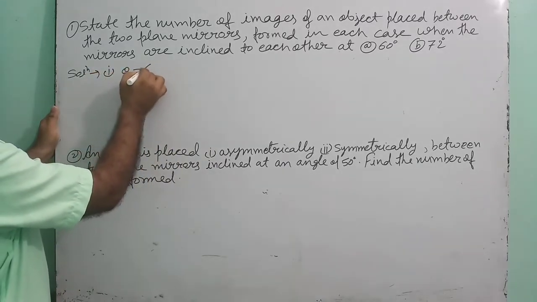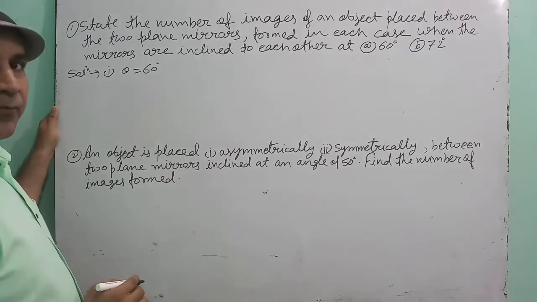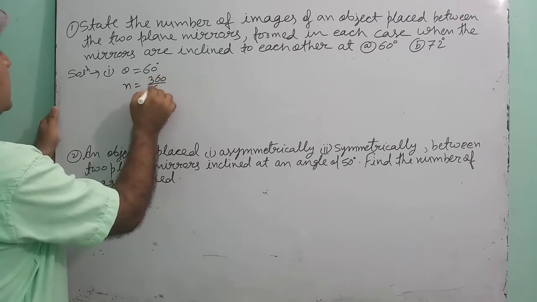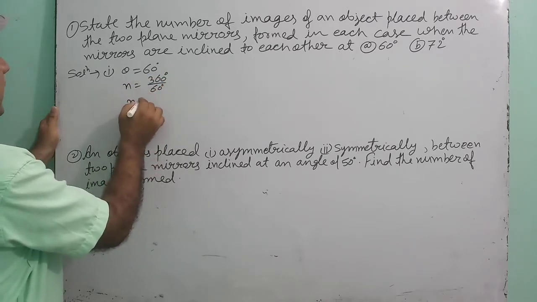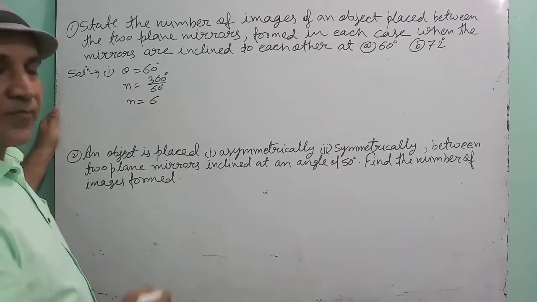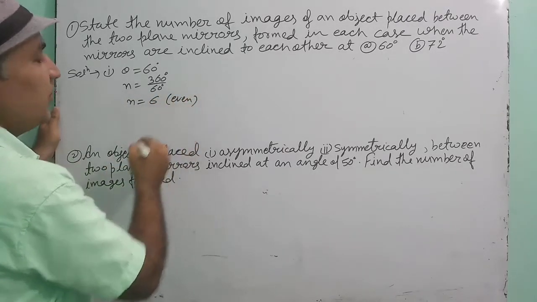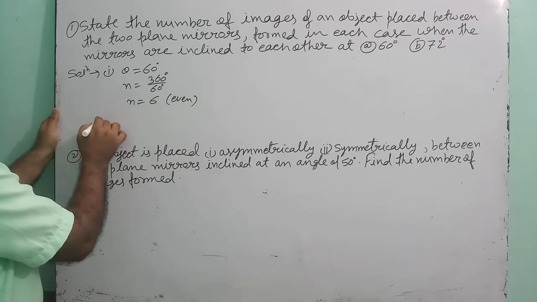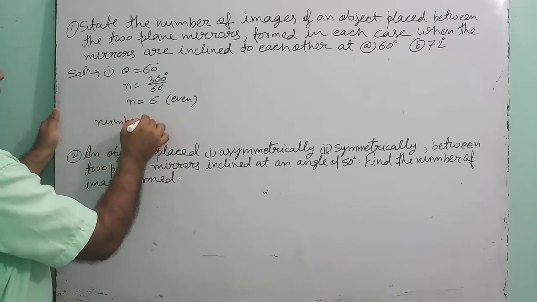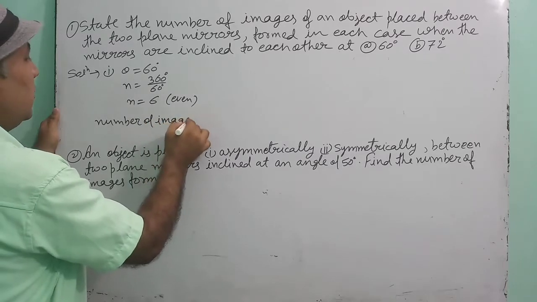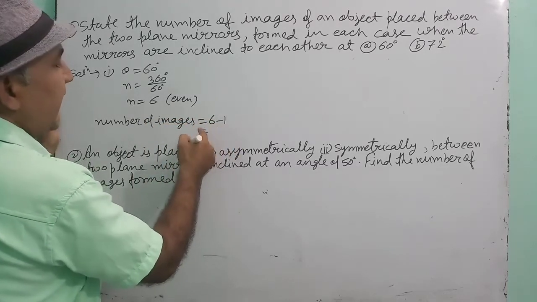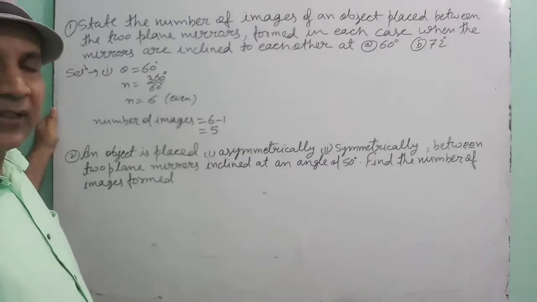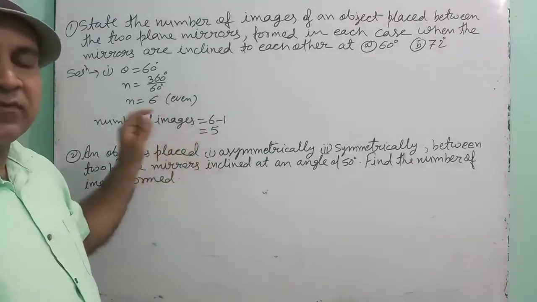In the first case, theta is equal to 60 degree. Then find out the value of n. N is equal to 360 degree upon 60 degree. That means n is equal to 6. This is even. And we know that if the value of n is even, then the number of images will be n minus 1. That means 6 minus 1, which is equal to 5. That means in the first case 5 images will be formed.